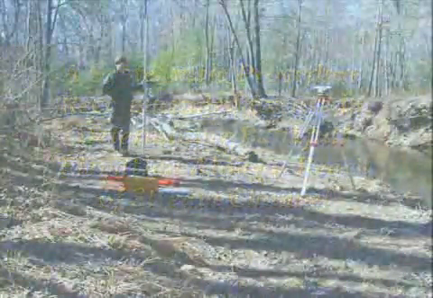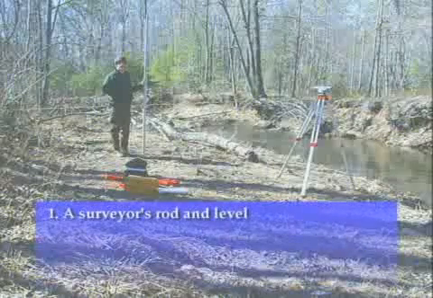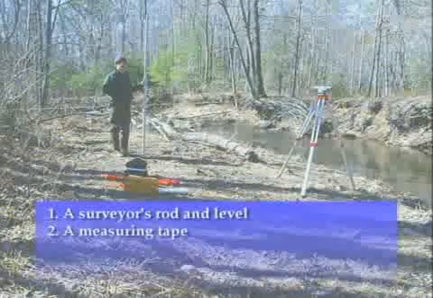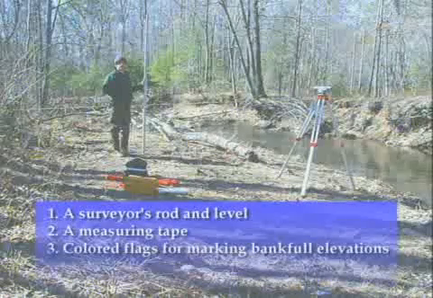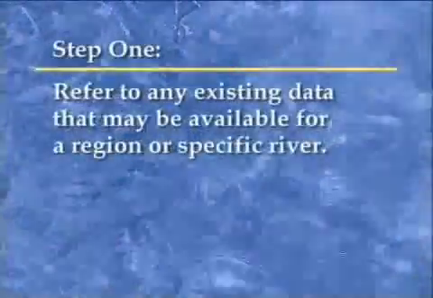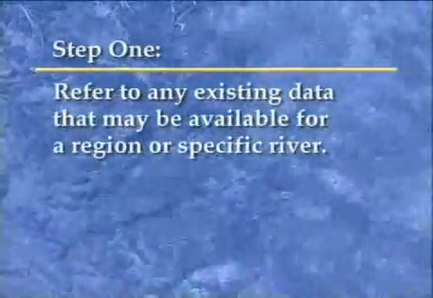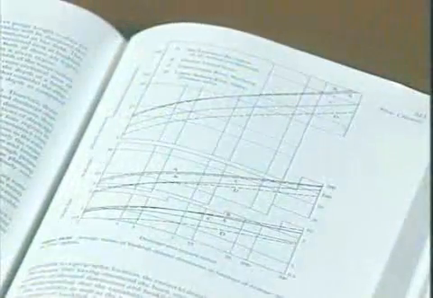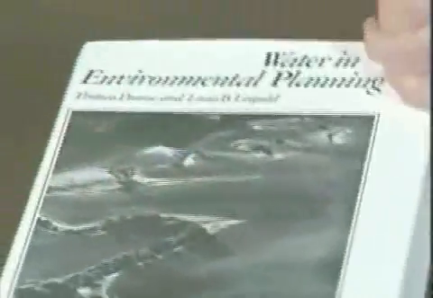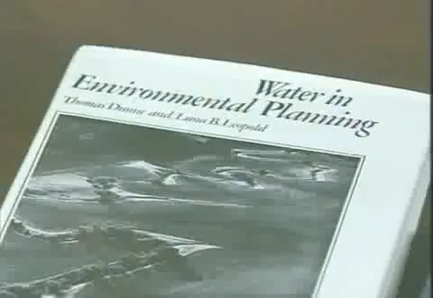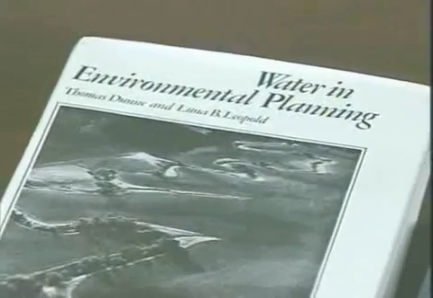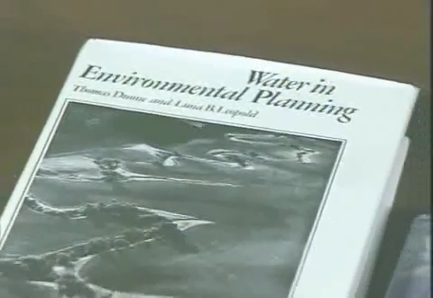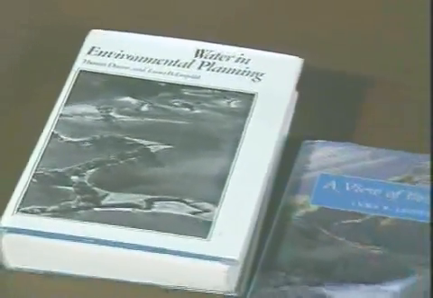Minimum equipment required for this procedure includes a surveyor's rod and level, a measuring tape, and colored flags for marking bankfull elevations. As a first step, refer to any existing data that may be available for a region or specific river. Information including regional curves and gauging station data can be used to approximate the elevation at which you can expect to see the floodplain and its bankfull depositional features in the field.